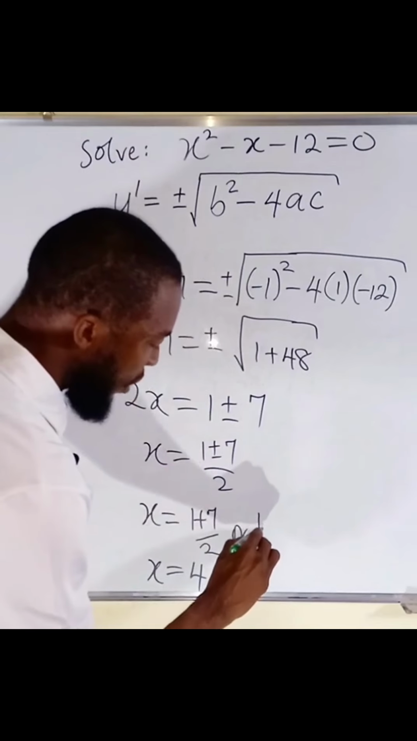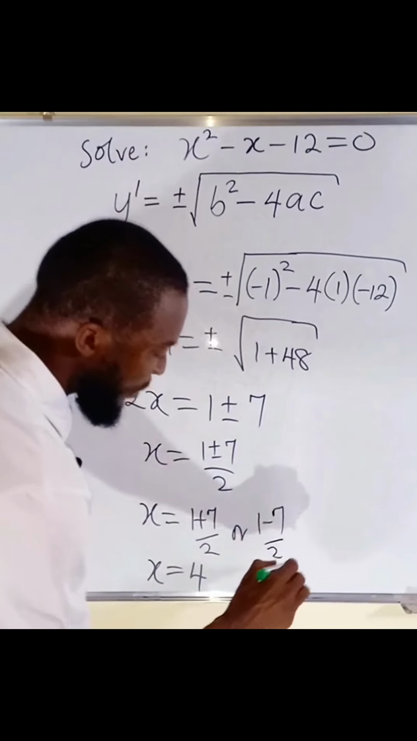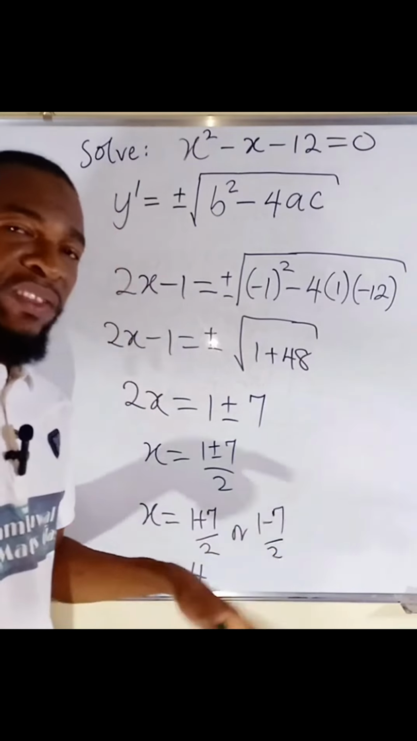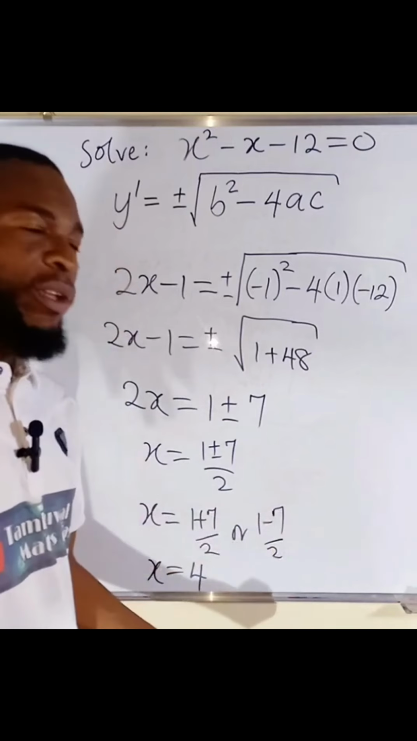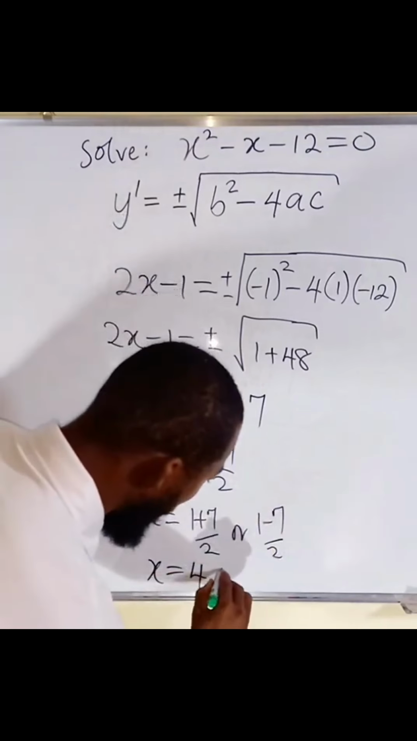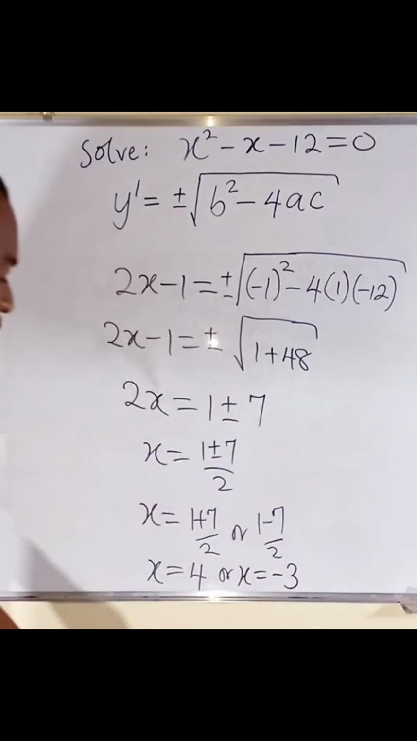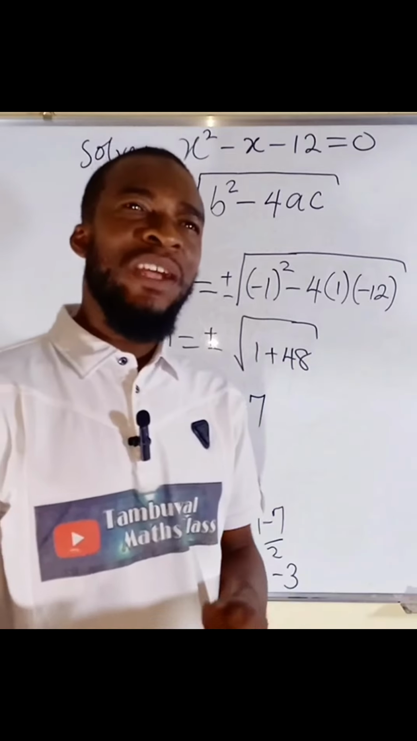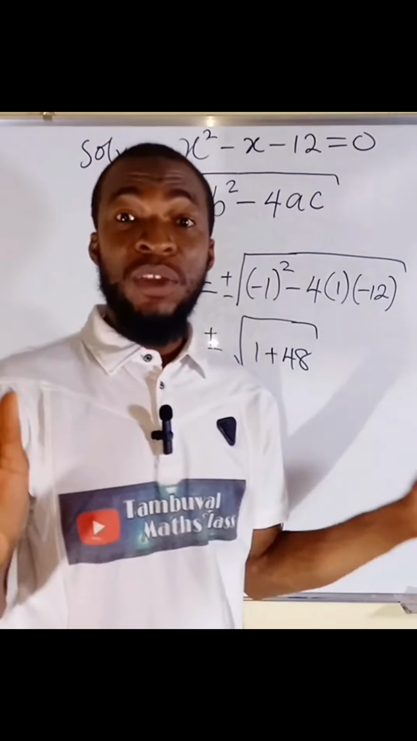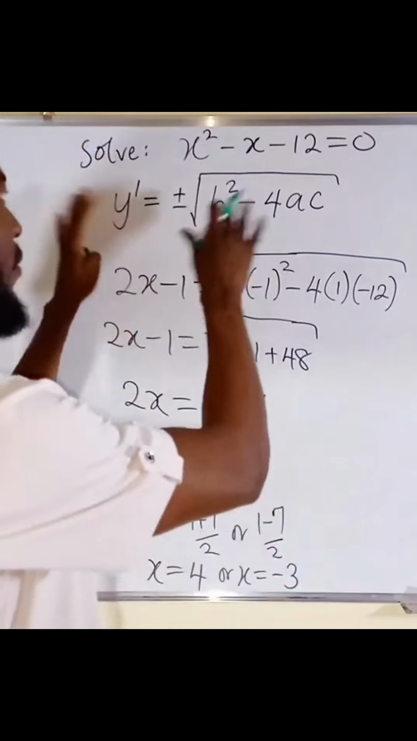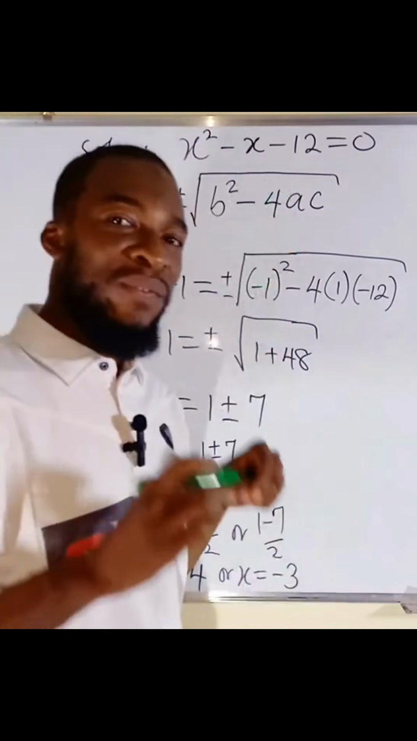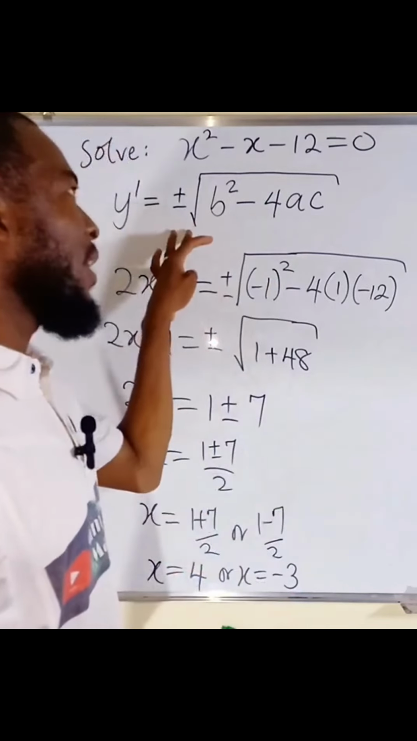Or the other one, which is 1 minus 7 divided by 2. 1 minus 7 is minus 6. Minus 6 divided by 2 is minus 3, right? Or x equal to minus 3. So I think this formula is applicable. But I want you to keep on trying for so many other quadratic equations to see whether it is going to be applicable, because this is the first time I'm using this formula.